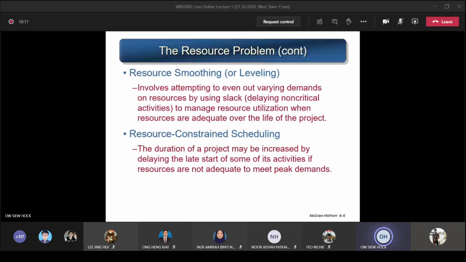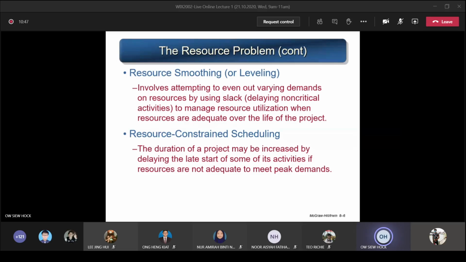So the second type is resource constraint scheduling. This is where the duration of a project may be increased by delaying the late start of some of its activities if resources are not adequate to meet a peak demand. So you need a certain number of resources, but you don't have enough. In that case, you also delay the starting of certain activities, so that you wait until the resources are available, then only you start that particular activity. So this is called the resource constraint problem.